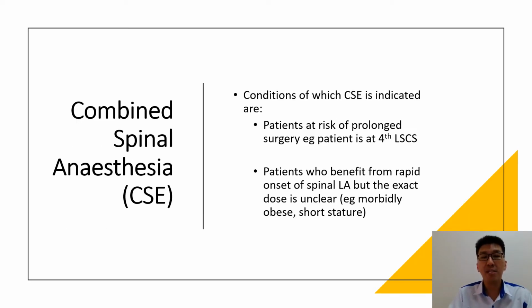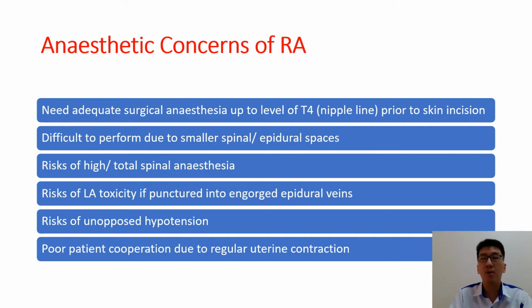For combined spinal epidural anesthesia, CSE, the conditions in which it is needed are patients at risk of prolonged surgery. For example, a patient who has had 4 lower segment cesarean sections already. So therefore, there is a risk of bleeding and the procedure might be longer. Therefore, a CSE is indicated. Also for patients who benefit from rapid onset of spinal LA, but the exact dose is unclear, especially in morbidly obese patients or those of short stature. So CSE will be very advantageous for these patients.